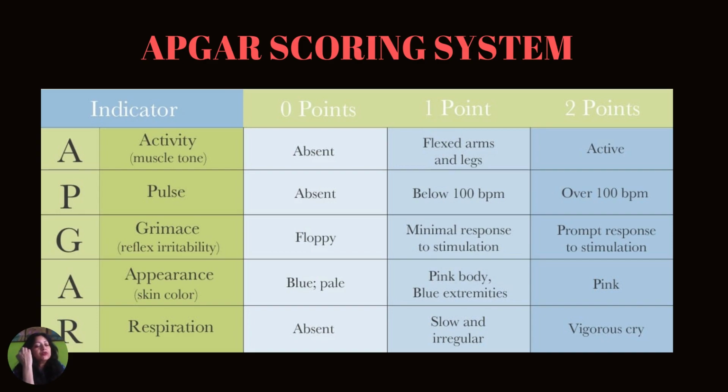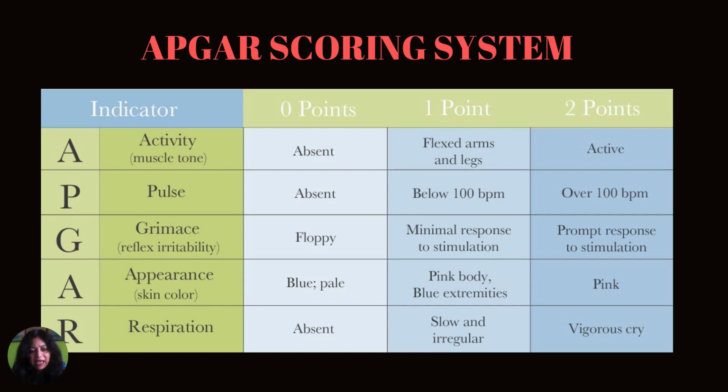Now coming to the Apgar score, which I had told you at that time that I'll be discussing now. So Apgar, A stands for activity, that is checking the muscle tone. P stands for pulse. G stands for the grimace, that is the reflex irritability. And the second A stands for the appearance, that is the skin color. The last R stands for the respiration. It is usually taken at the first minute and then again at the 5th minute.